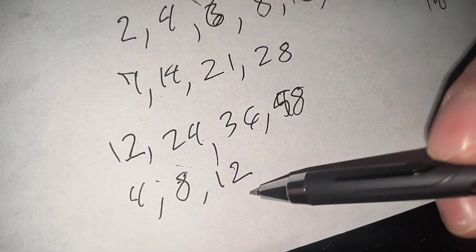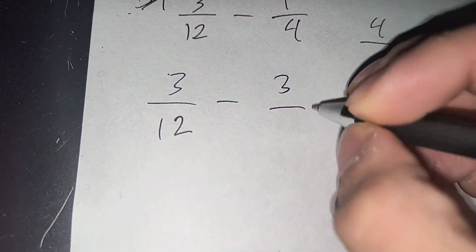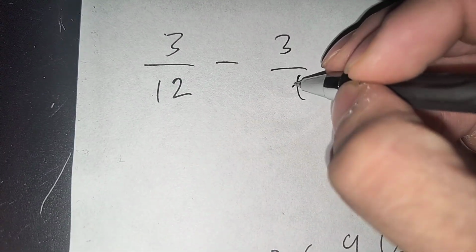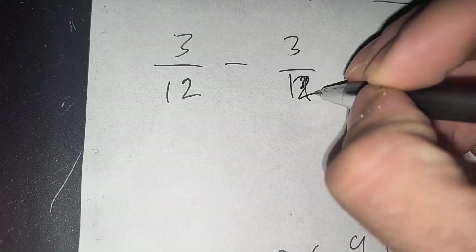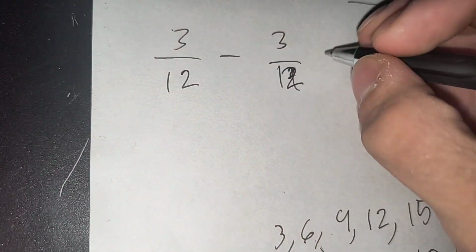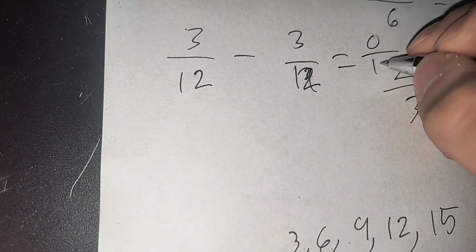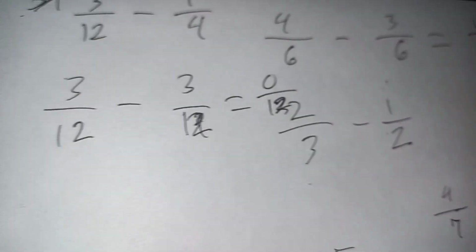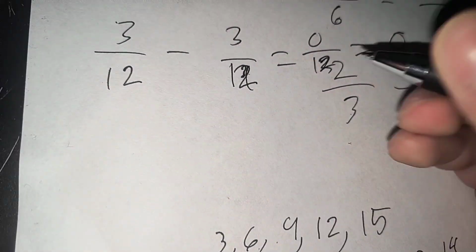So we just multiply 12 times 1. So this would stay as 3, and this would stay as 12. And then we do multiply 4 times 3, because 4 times 3 is 12. So we do 1 times 3, which is 3, and then 12. And we subtract, and we would get 0/12, which is just 0. So this equals 0, because that means we have 0 parts out of 12. So we have nothing. That's what that means.